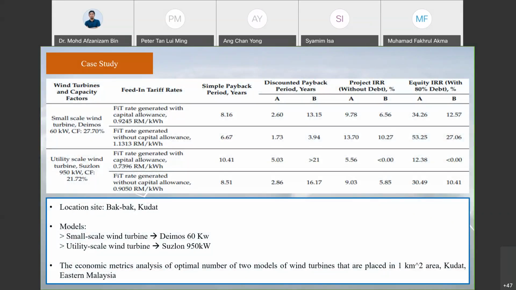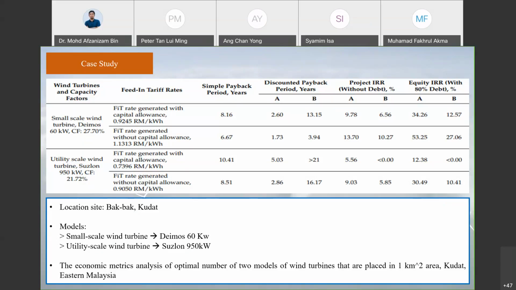Next will be a case study obtained from the same article I mentioned before. The case study was set in a site located at Kudat, Sabah, namely Babak. From the research, Kudat is a well-known region that has promising wind potential in Malaysia. During this study, 10 models of wind turbine were introduced, and two models were selected, which are the small-scale wind turbine Demos and the utility-scale wind turbine Suzlon.